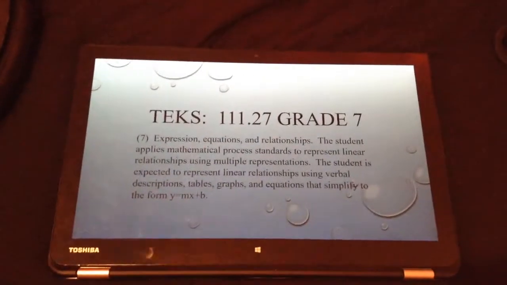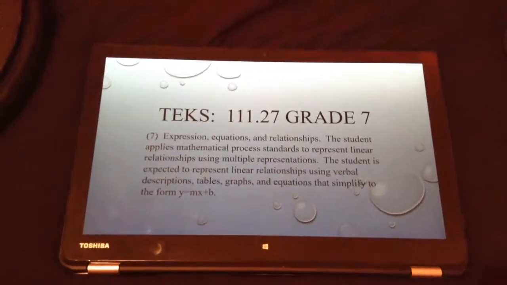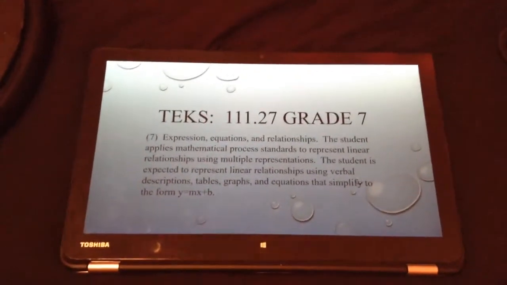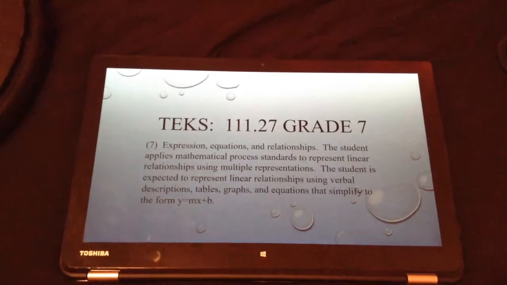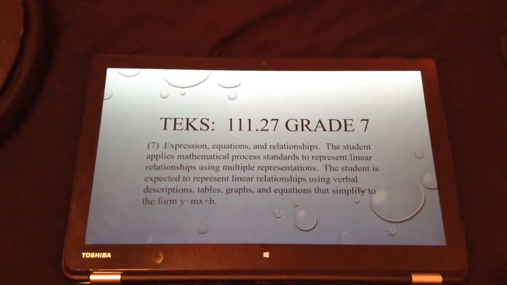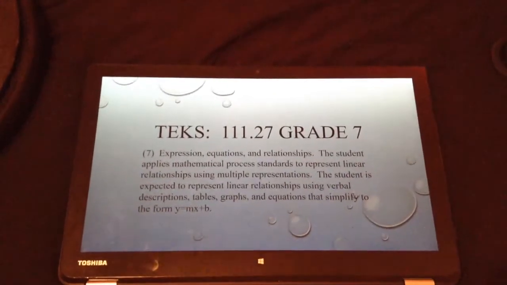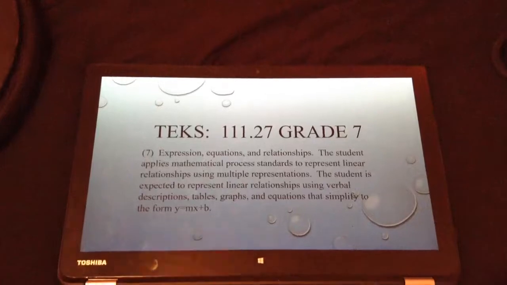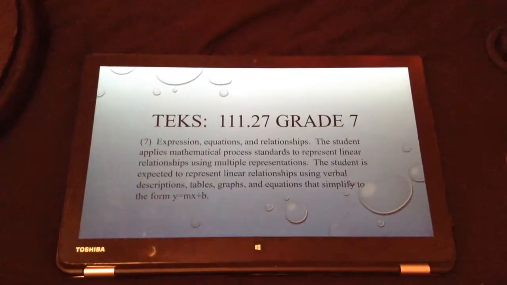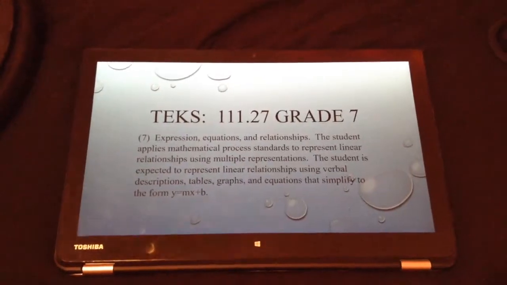The TEKS aligned with our class, with our grade, is 111.27, grade 7. It states, expressions, equations, and relationships. The student applies mathematical process standards to represent linear relationships using multiple representations. The student is expected to represent linear relationships using verbal descriptions, tables, graphs, and equations that simplify to the form of y equals mx plus b.